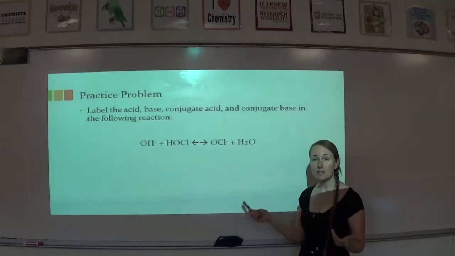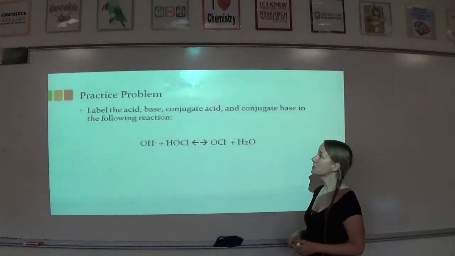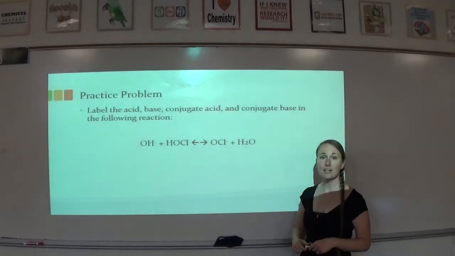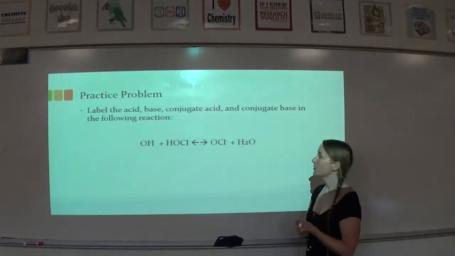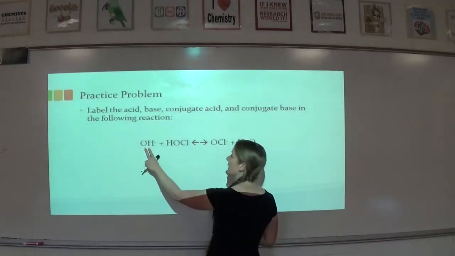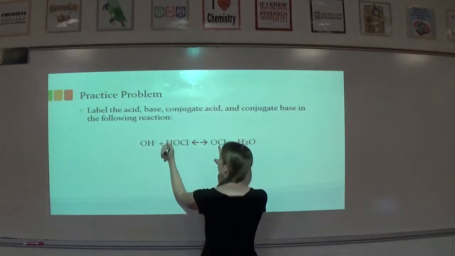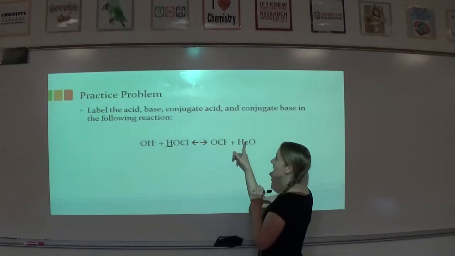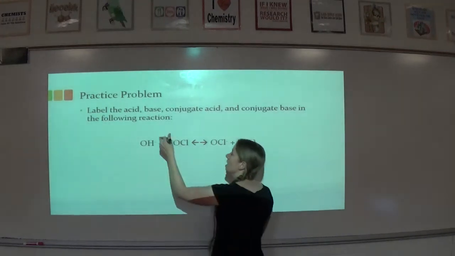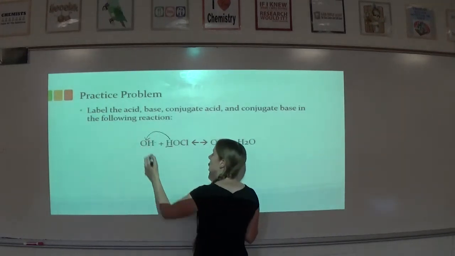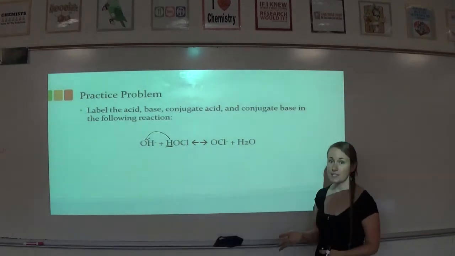Alright, so maybe pause the video real quick and you try this one. You're just labeling your acid-base, conjugate acid, conjugate base. So let's look at it together. Here we're starting with OH minus and HOCl. Now we have OCl minus and H2O, so that clearly means something's happened. What's happening is HOCl is giving its hydrogen to OH minus.